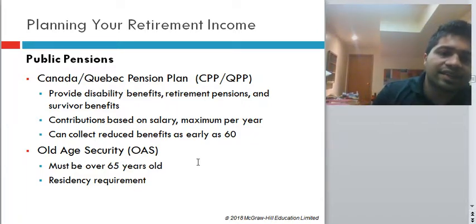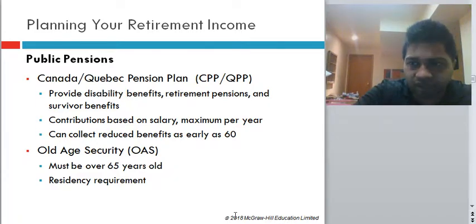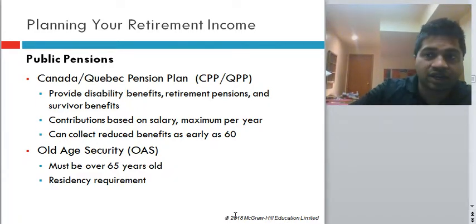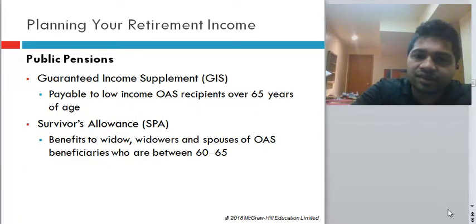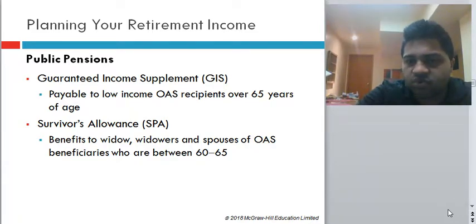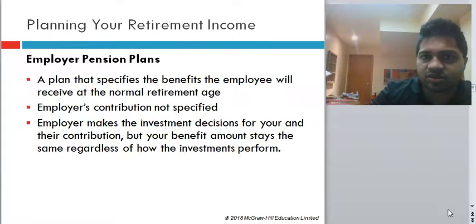Old Age Security is not based on contribution, it is based on residency. So you get 100% of it if you have stayed for 40 years. If you have stayed less, you get a proportionate payment. Then Guaranteed Income Supplement, this is generally payable only to low income OAS recipients over 65 years of age. So if your income is generally above 50,000, you don't get it. Survivor allowance benefits are paid to widows, widowers, and spouses of OAS beneficiaries who are between 60 and 65 years.